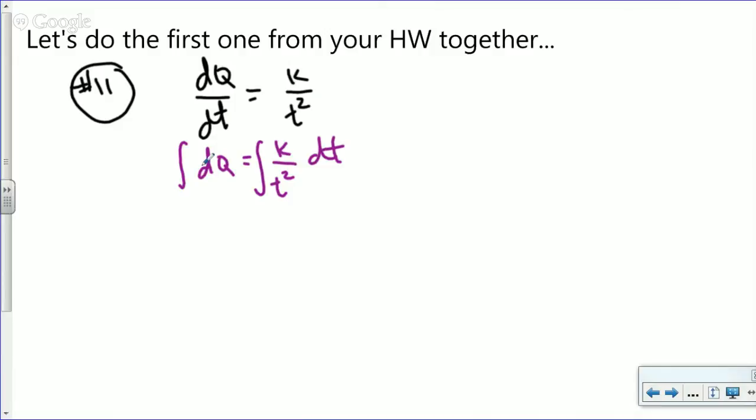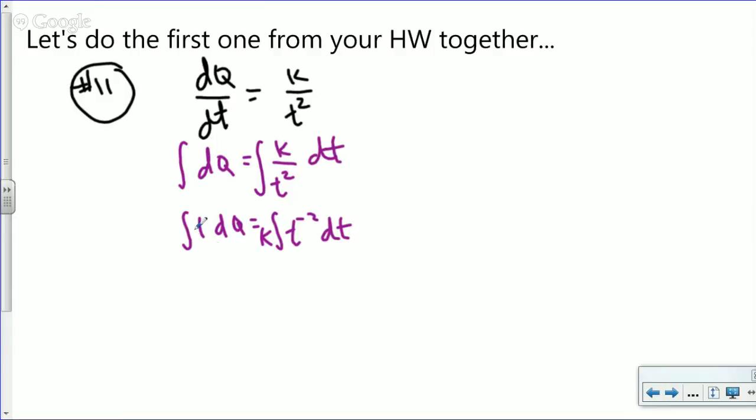Okay. So you can think of this as the integral of 1 dq. And I'd recommend rewriting this. A couple things I would do. What's the first thing I would do? Probably pull out that k, right? To the front there. And what about this 1 over t squared? You should rewrite it as t to the negative 2.